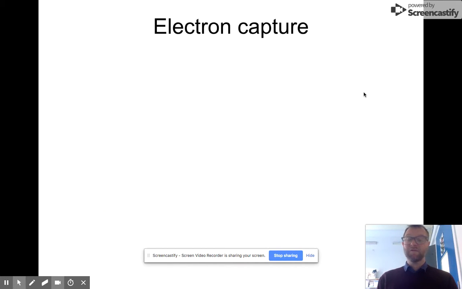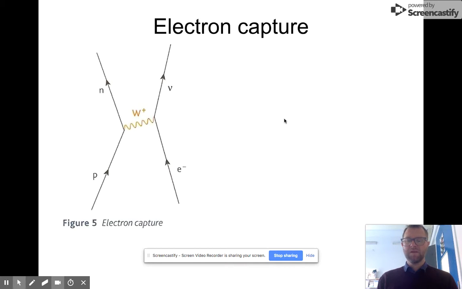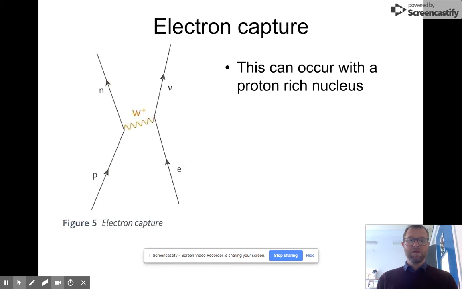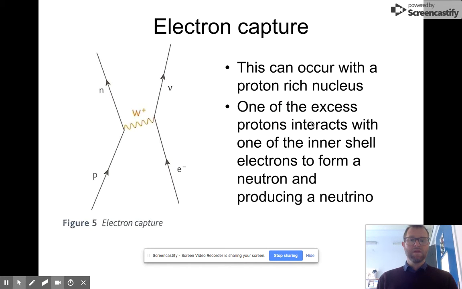An electron capture now. Here we have a proton. It captures an electron, so therefore it converts into a neutron. In this case, we'll see we have a proton-rich nucleus, and one of the excess protons interacts with one of the inner shell electrons to form a neutron, producing a neutrino.